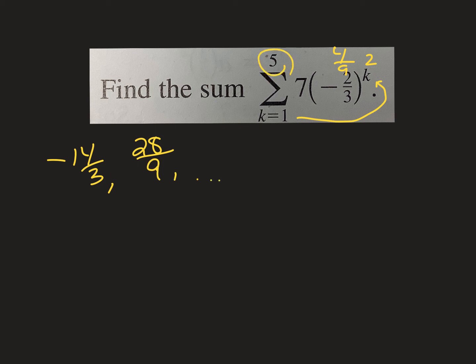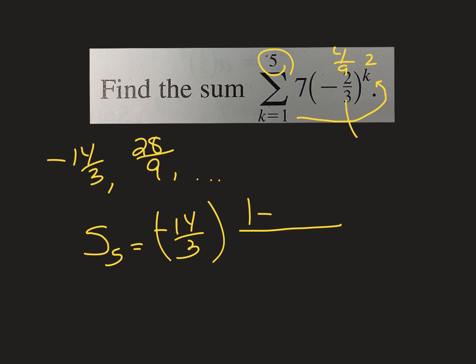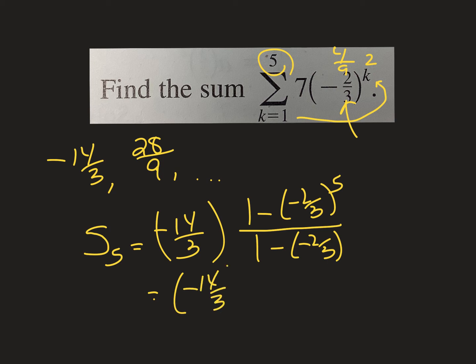So the sum of the first 5 is the first term, which is the negative 14/3. That sits out here. Times the fraction, which is going to be 1 minus r. Now, that's the r, that's what they're multiplying by. So I'm going to say 1 minus negative 2/3 to the 5th power over 1 minus negative 2/3. Got to be so careful how you punch this in. I'm going to leave this negative 14/3 out here for a second. I'm not going to read the fraction bar. I'm just going to type in that fraction only.